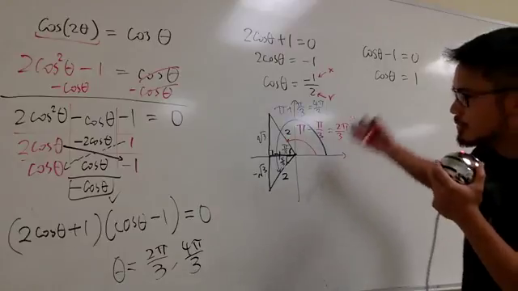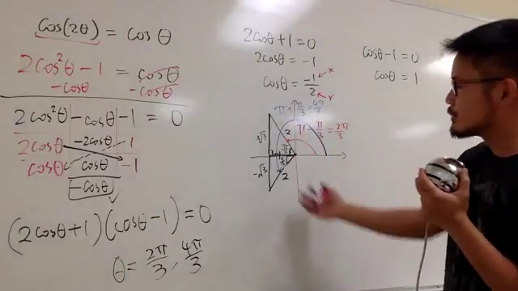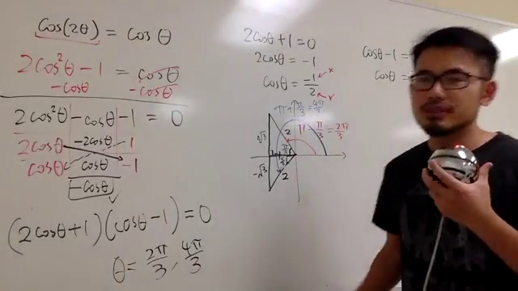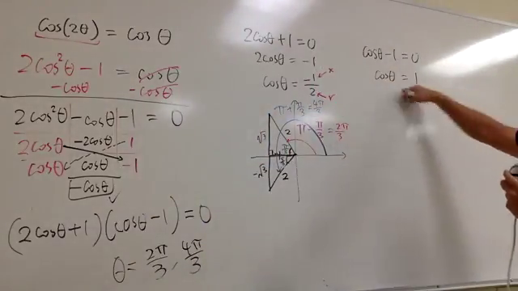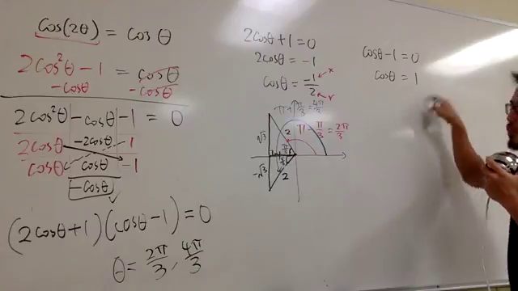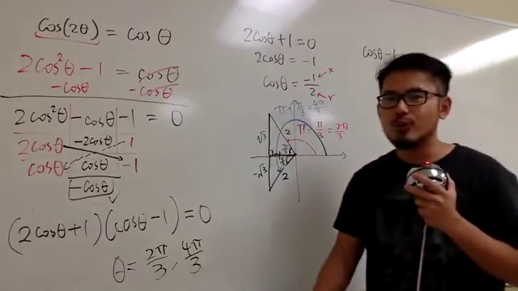I highly encourage you to just draw these kinds of things. The only thing you have to remember is the ratio of the sides of the two special right triangles. This one: cosine theta is equal to 1. Cosine of what angle will be 1?